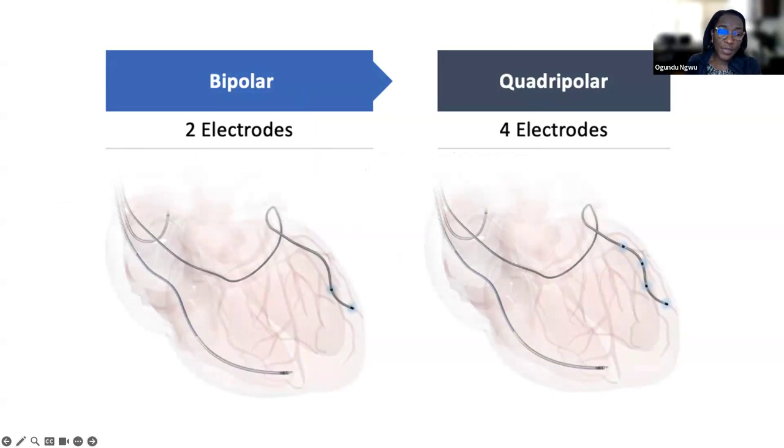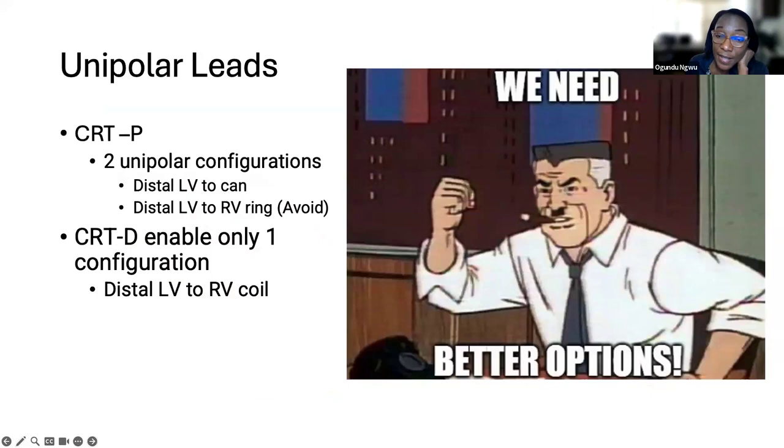So this is an example of a bipolar lead and a quadrupolar lead. As you can see, the bipolar lead does give you options of pacing unipolar, bipolar, and also extended bipolar to other parts of the pacing system. But when you have a quadrupolar lead, it does give you multiple options. So it has really made a big difference with respect to CRT, having multiple poles. A unipolar lead gives you a little bit of a limited configuration. You can pace from the distal LV to the can, or you can pace from the distal LV to the RV ring. We'll look at this in more detail later, because sometimes that can give you anodal capture.